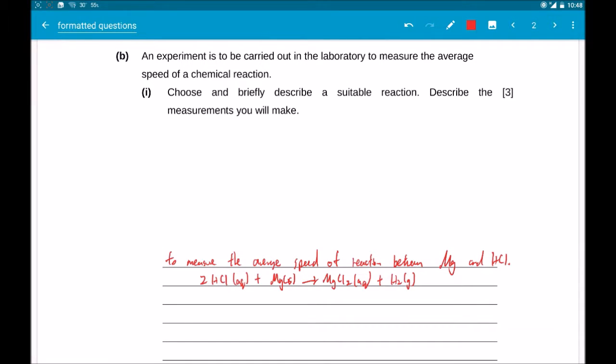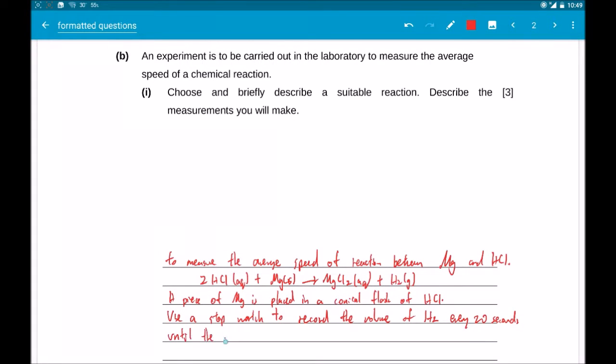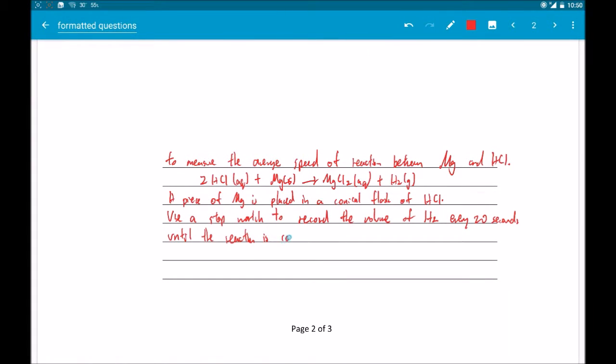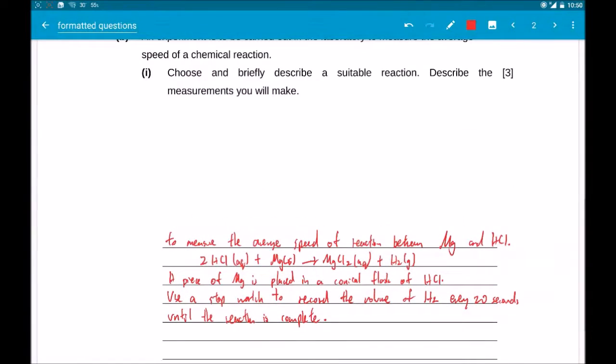So in this experiment, a piece of magnesium is placed into a conical flask of hydrochloric acid. Hydrogen gas produced will be collected in a gas syringe attached in the diagram as shown. Use a stopwatch to record the volume of hydrogen gas every 20 seconds until the reaction is complete. So this will be how our experiment will be carried out. We can draw a diagram to aid in our explanation. So we can draw the diagram as shown.